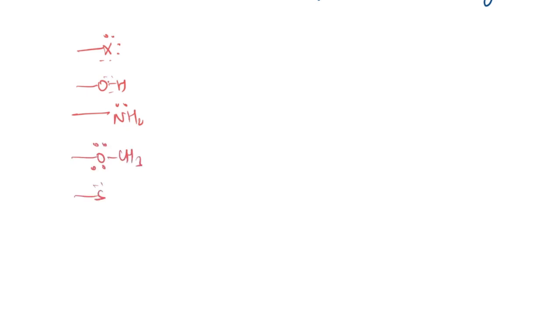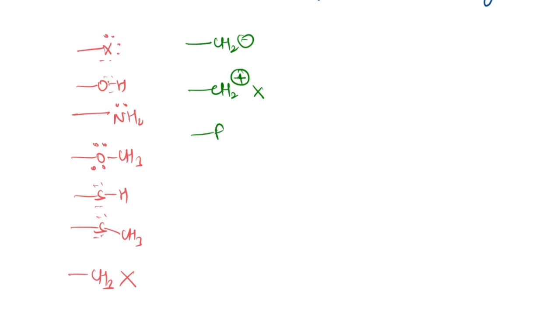SH, SCH3, right? If I ask you, does CH3 show any plus M effect? No, it won't show any plus M effect because it doesn't have any conjugation. But when I talk about CH2 minus, yes, it will show. When I talk about CH2 plus, it won't. When I talk about F, Cl, Br, yeah, it will show. When I talk about I, yes, it will show. OC double bond OCH3, yes, it will show.